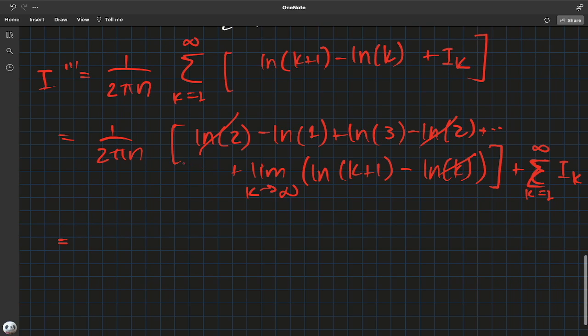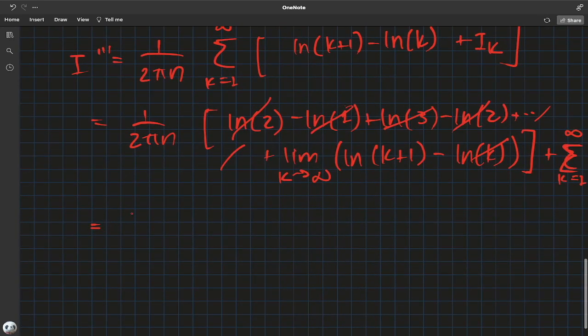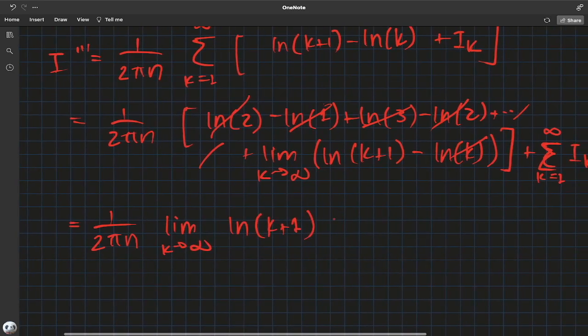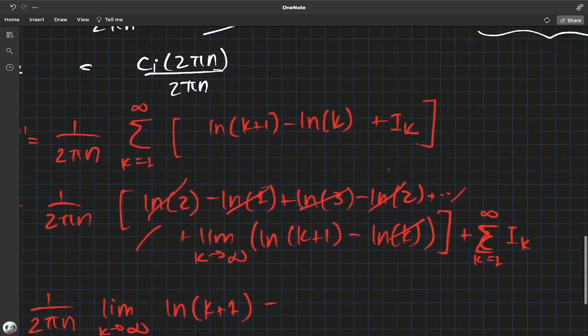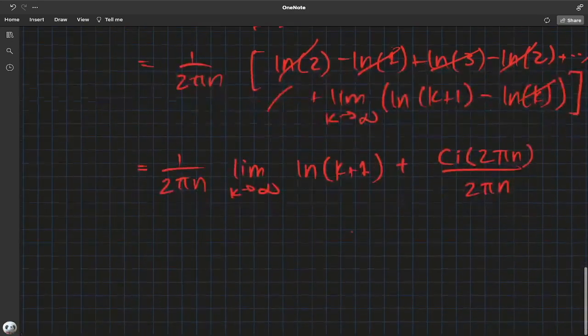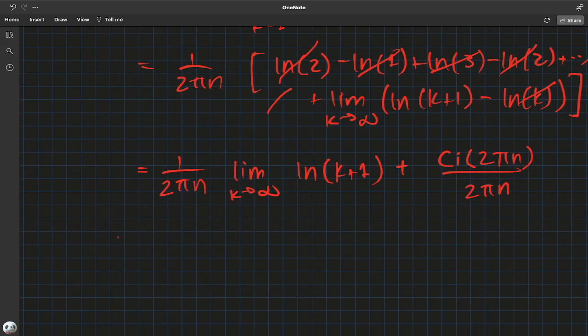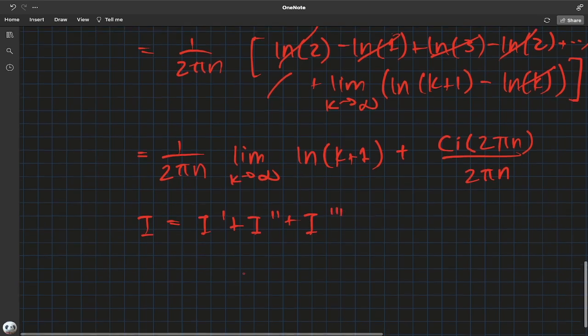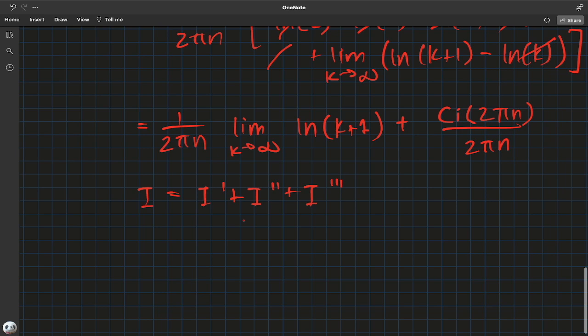K cancels out with something behind it. This is 0 anyways. This cancels out with something up front. So we're just left with 1 over 2 pi n, limit as k goes to infinity, natural log of k plus 1, and I believe plus cosine integral 2 pi n over 2 pi n. And now I think it's time to revert back to our I, because I is now going to be I prime plus I double prime plus I triple prime. So let's do that on a fresh page for the conclusion.